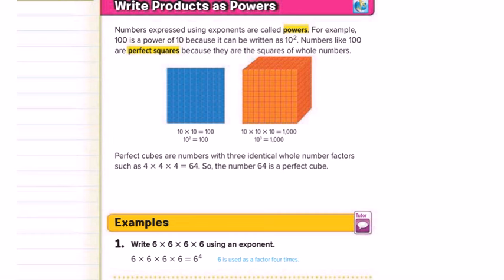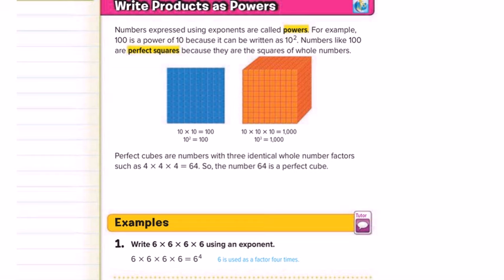And numbers like 100 are perfect squares because they are the squares of whole numbers. So when you have two of the same number multiplied together, like 10 times 10, they'll create a perfect square like this, which would be 100. So that's considered a perfect square.